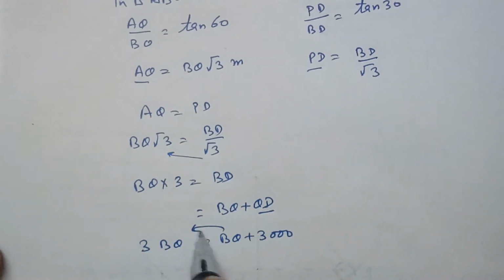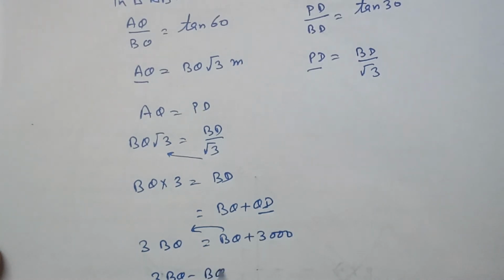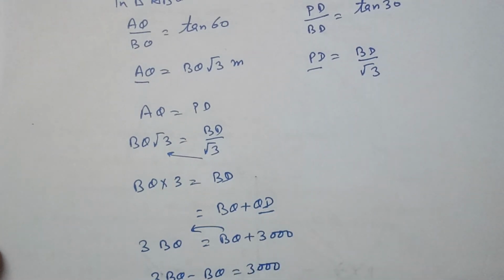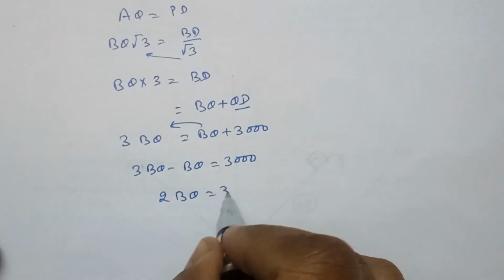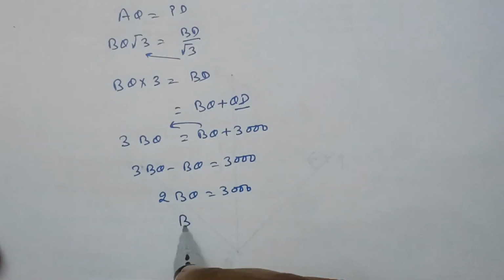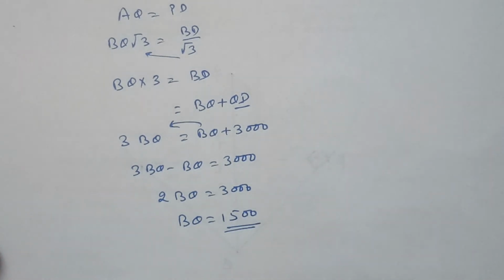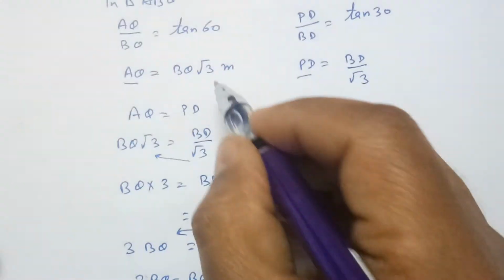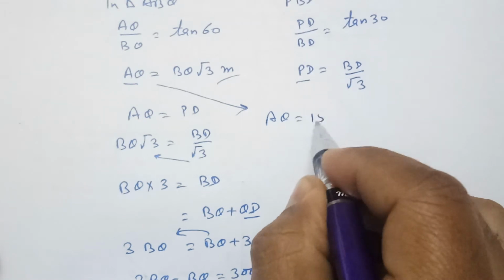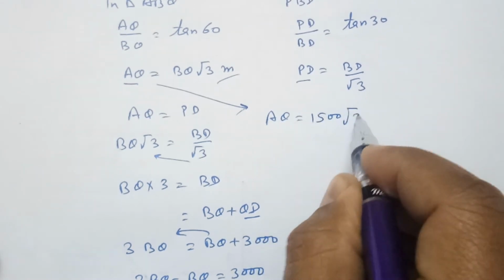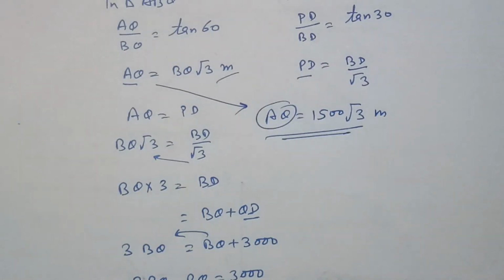So this BQ will go to the left side. 3BQ minus BQ equals 3000. So 2BQ equals 3000. So BQ is here 1500. We will put this value of BQ in this equation. So from here AQ equals 1500 root 3 meters. So AQ is the height of the aircraft from the ground.